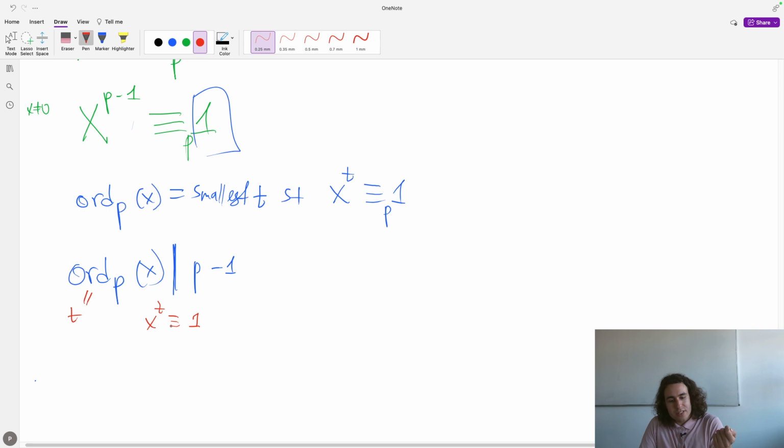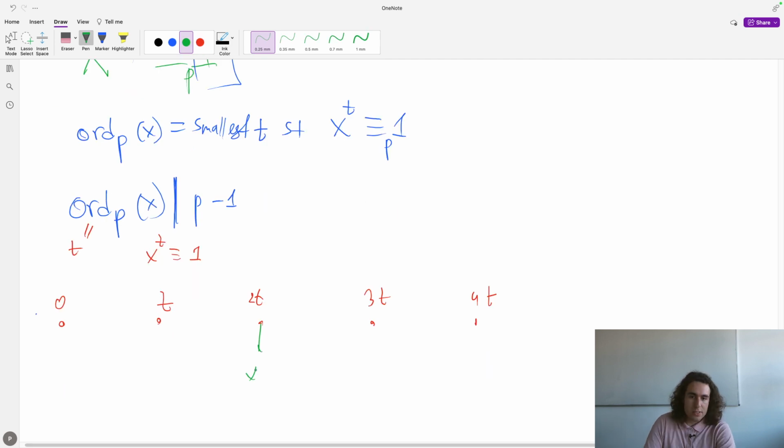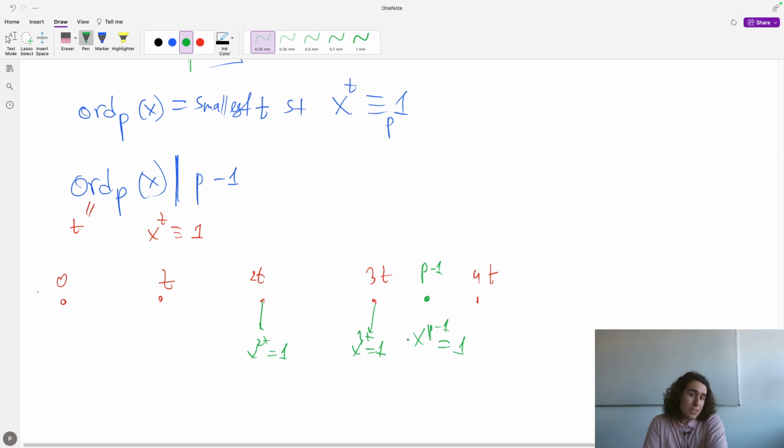If x to the t is 1, then x to the 2t is also 1, x to the 3t is also 1, and so on. So we know that the 0th power, t power, 2t power, and so on, all give 1. And we also know that p minus 1 is not divisible by t, so it's somewhere here, and we know that x to the p minus 1 is also 1. And x to 3t is also 1. But then this is 1 and this is 1, we can just divide. So x to the power of p minus 1 minus 3t is also 1.